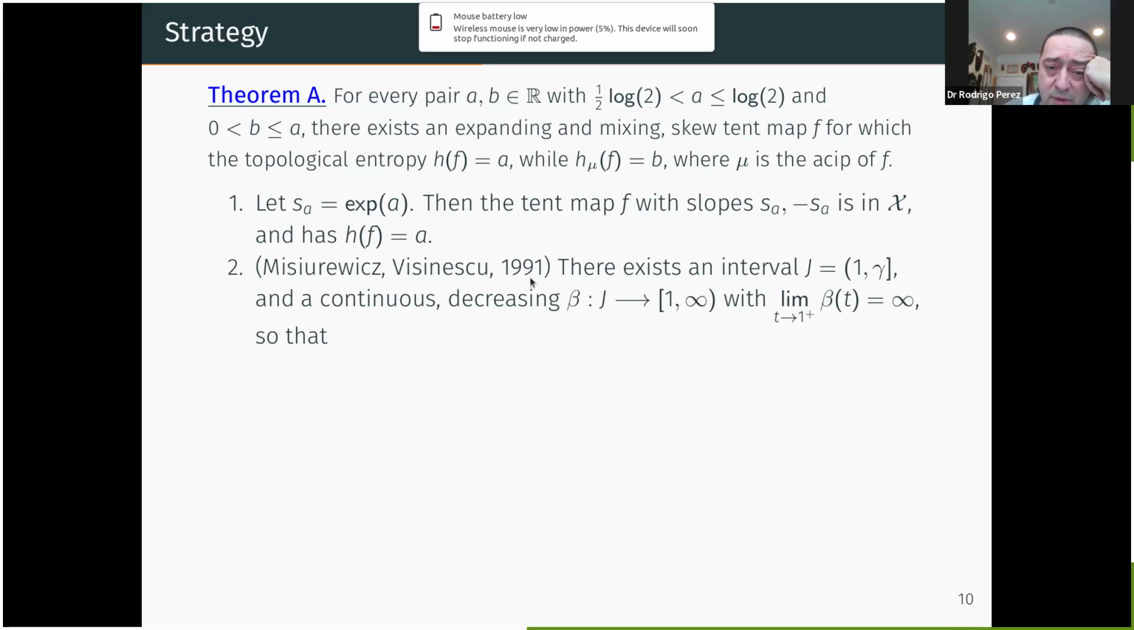There's a theorem of Misiurewicz and Szlenk that tells me that there is a short interval of parameters and a function that takes that interval to 1 infinity, so a small region to the right of 1. And this function goes to infinity when we approach 1, so that the topological entropy of the tent map will be A if and only if the slopes are negative T and this function beta of T. Now, this slope has to increase to infinity as T gets closer and closer to 1, but I can always find such a map with the same entropy.